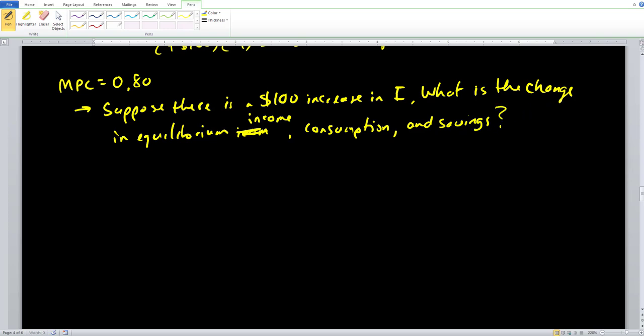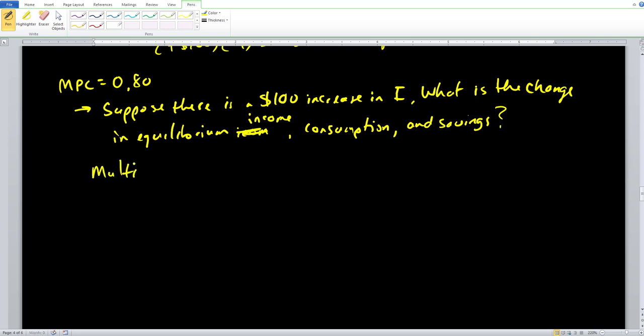Remember that change means that we need to take some type of difference. So that's going to come into play a little bit with all this. When we need to calculate the change in consumption and the change in savings, that's where MPC and MPS are going to come into play. But before we get started with all of that, what will be the very first step? Well, we want to go ahead and see what the multiplier is.